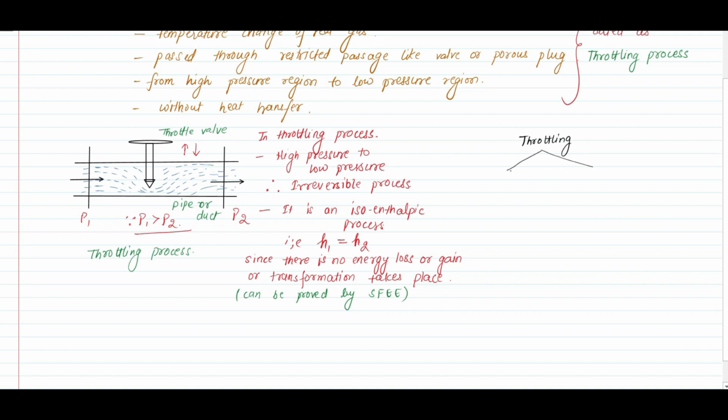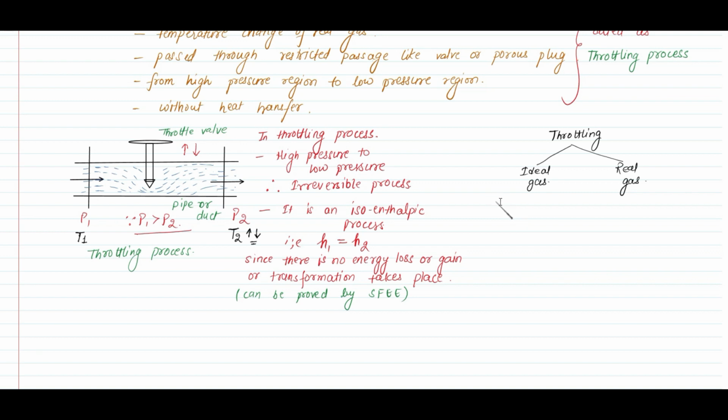Throttling process can be seen in any fluid. So here we are taking two fluids. First is ideal gas, second is real gas, and we will analyse more in that. Coming to the diagram, at the inlet condition, pressure is P1 and temperature is T1. Coming to the exit condition, pressure is P2 and temperature is T2. Due to restriction, this temperature can increase, can decrease, or can remain constant.